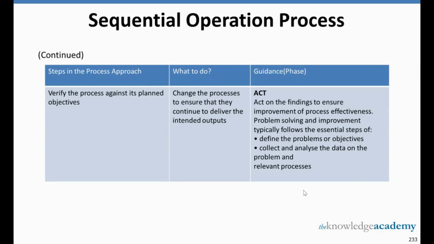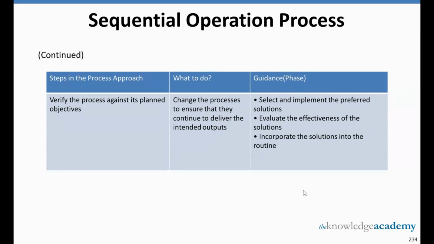Problem solving and improvement typically follows the essential steps of: define the problems or objectives; collect and analyze the data on the problem and relevant process; then verify the process against its planned objectives; change the processes to ensure that they continue to deliver the intended outputs; select and implement the preferred solutions; evaluate the effectiveness of solutions; and incorporate the solutions into the routine.